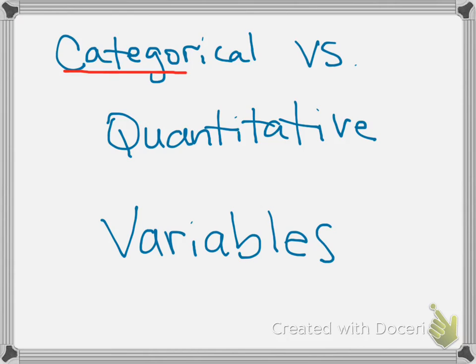A categorical variable is a variable that falls into some sort of category. So for instance, eye color again, like we looked at today. Eye color falls into one of several categories: blue eyes, brown eyes, etc. A quantitative variable is one that is a quantity. So if there's some numerical value assigned to that variable, then it's generally a quantitative variable.